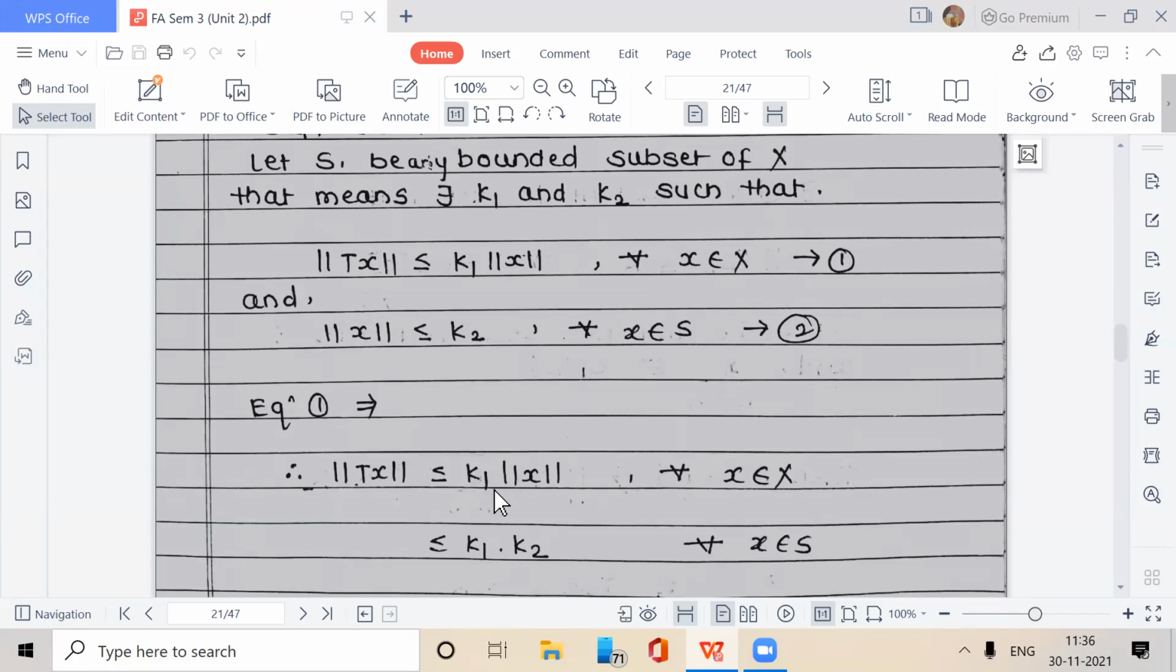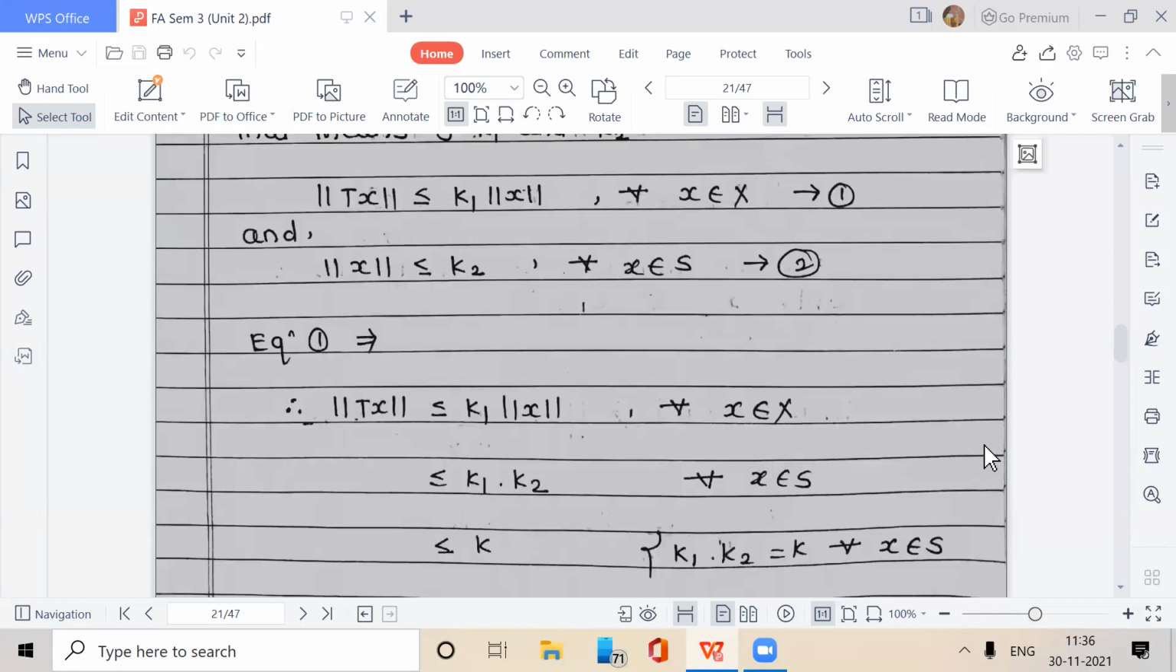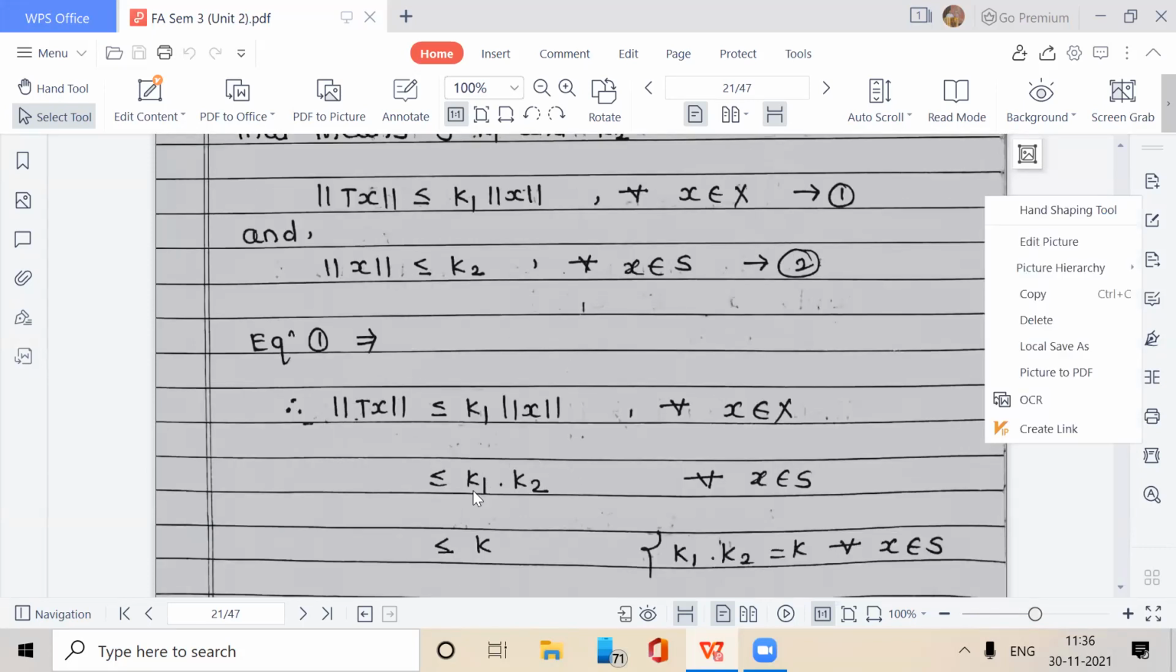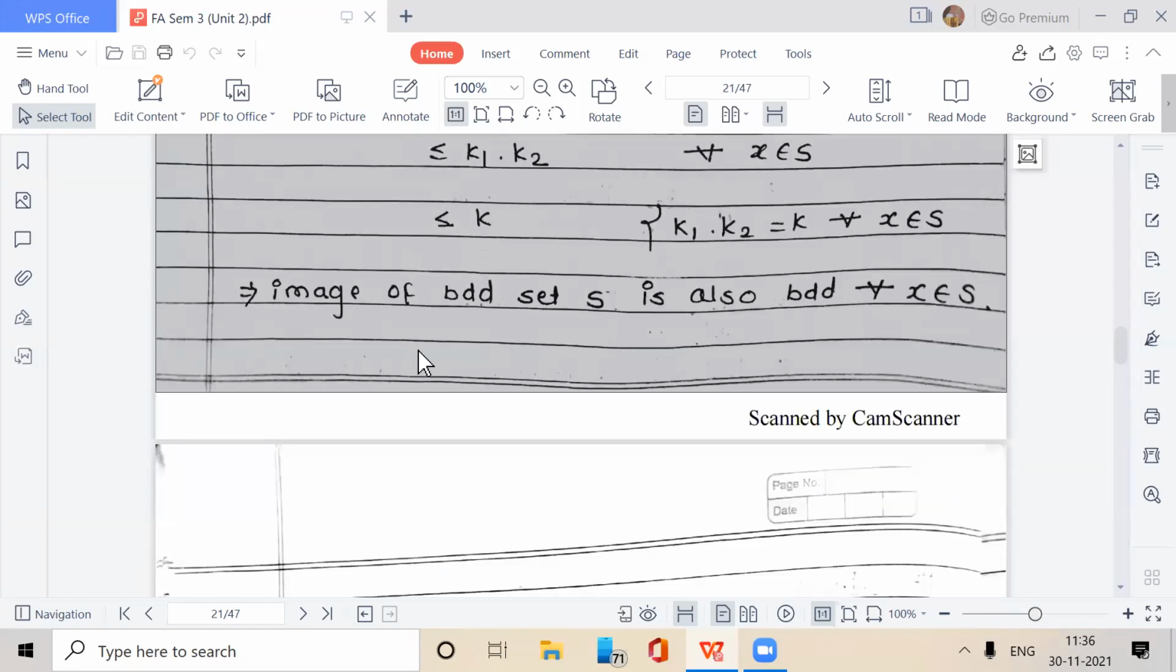So norm of Tx is less than or equal to K1 into norm of x, hence less than or equal to K1 into K2, because norm of x is less than or equal to K2. We can write K1 into K2 is equal to K. Hence norm of Tx is less than or equal to K. That is, image of bounded set S is also bounded, because x was an arbitrary element and the image of every element is less than or equal to some constant K. Hence T of S, image of S under T, is bounded.